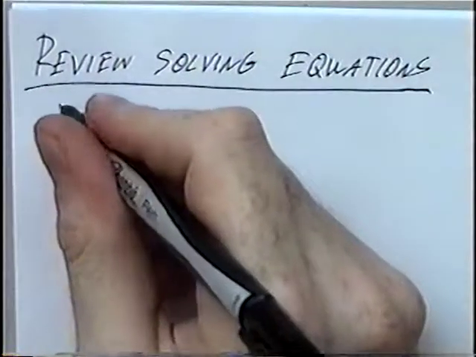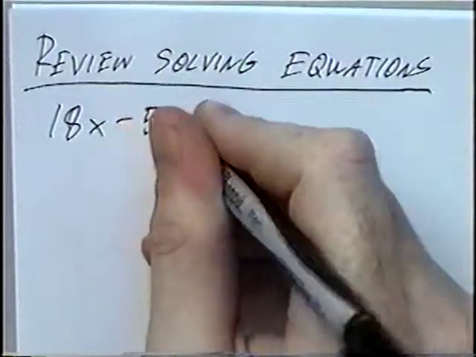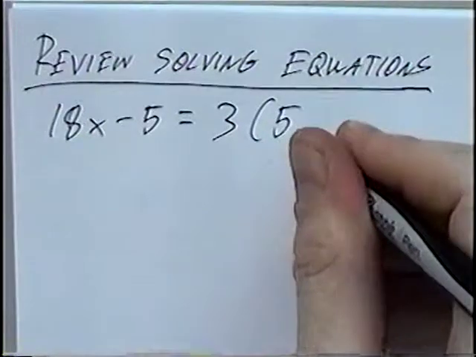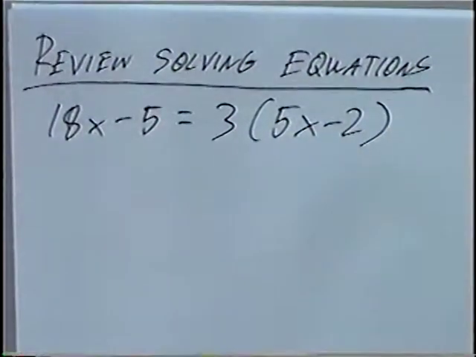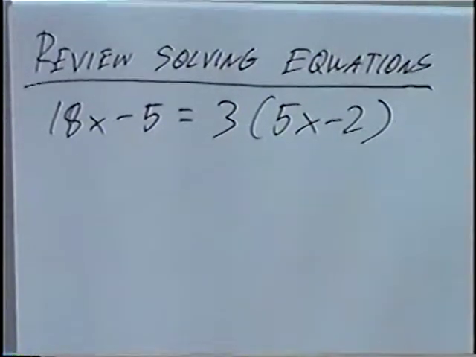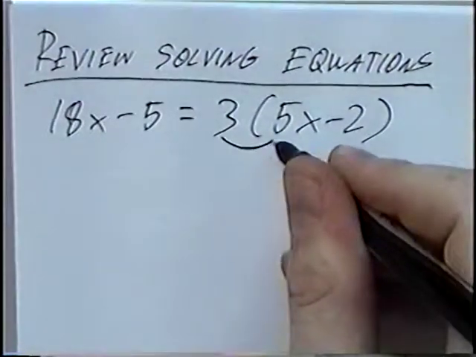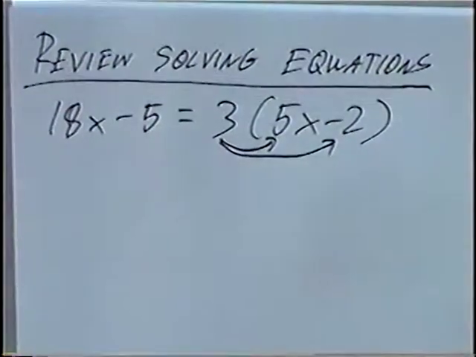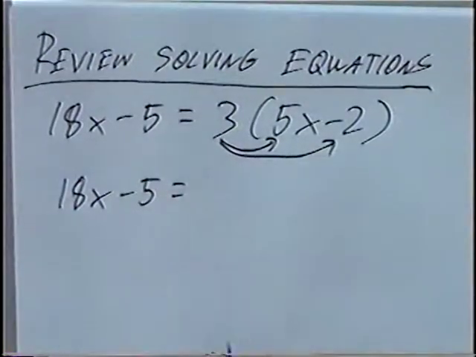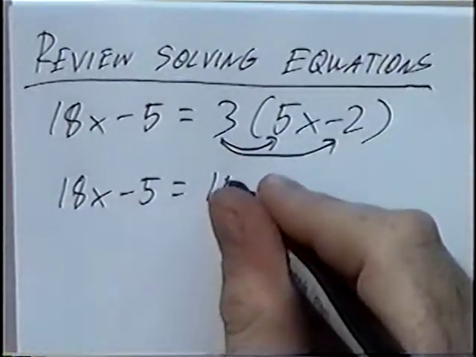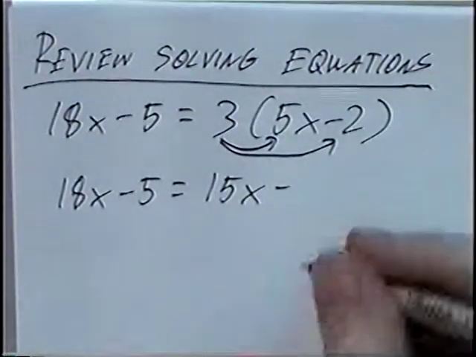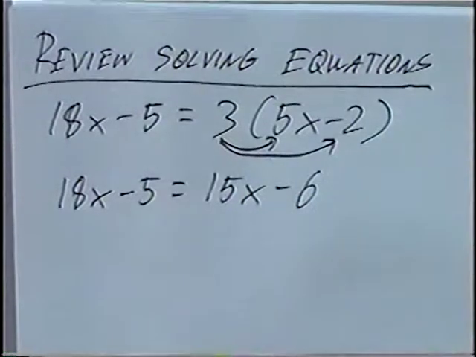First equation, 18x minus 5 equals 3 in parentheses 5x minus 2. Solve this equation. We can first get rid of the parentheses. The 3 outside we can distribute or multiply inside. 18x minus 5 would stay the same, equals 3 times 5 would be 15x. 3 times a negative 2 would be negative 6 or minus 6.